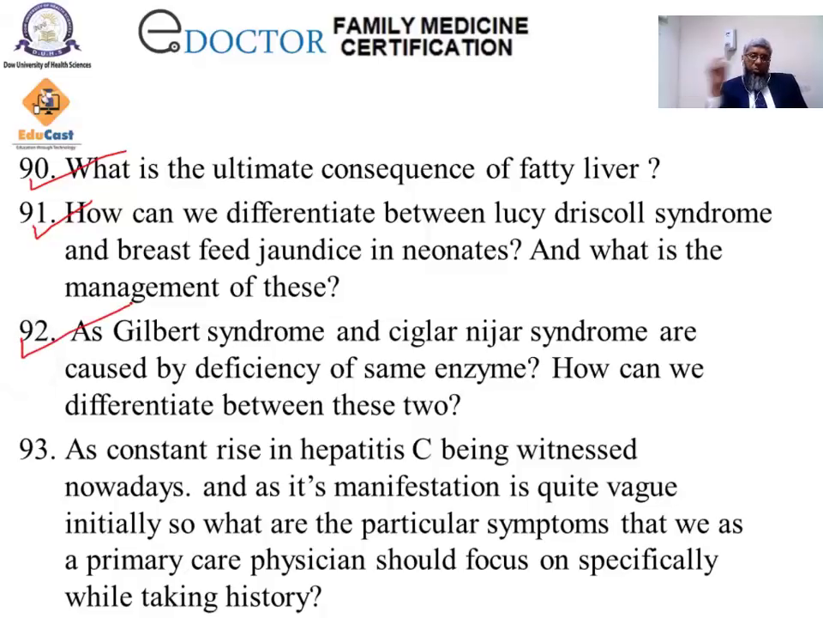Question number 92. As Gilbert syndrome and Crigler-Najjar syndromes are caused by deficiency of the same enzyme, how can we differentiate between the two? Gilbert syndrome is indirect hyperbilirubinemia and Crigler-Najjar is direct hyperbilirubinemia. Question number 93. As a constant rise in hepatitis C is being witnessed nowadays and as its manifestation is quite vague initially, what are the particular symptoms that we as primary physicians should focus on specifically while taking history? So take the history of contact, sexual contact, take the history of injection use, take the history of blood products and any surgery.